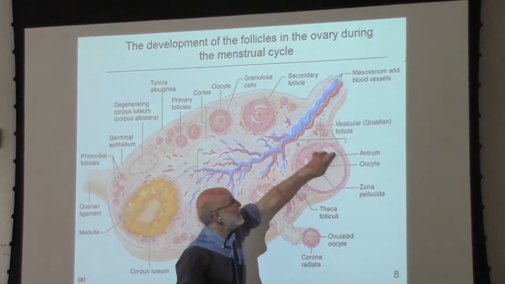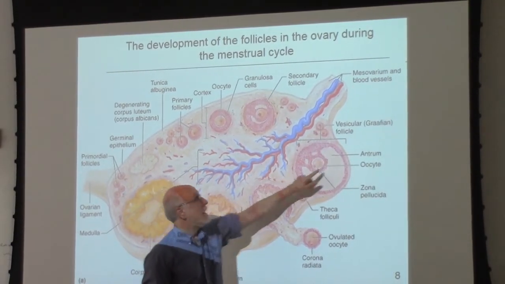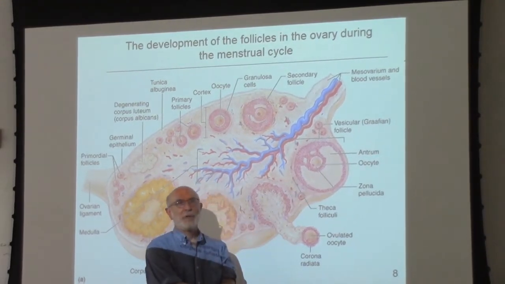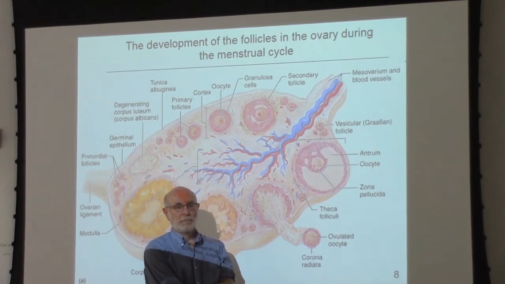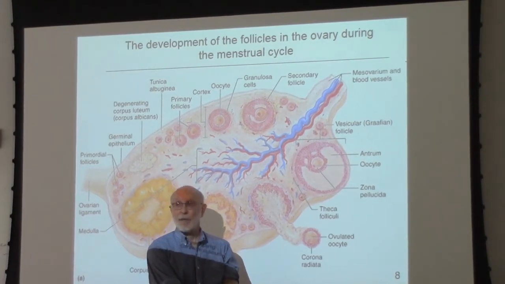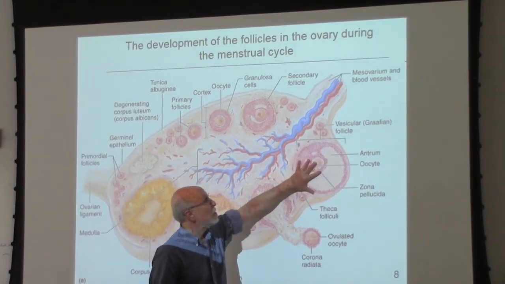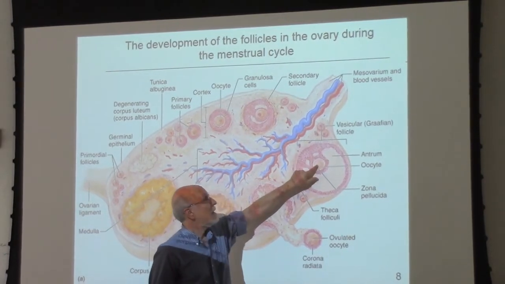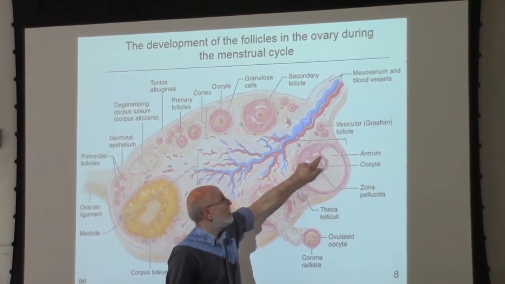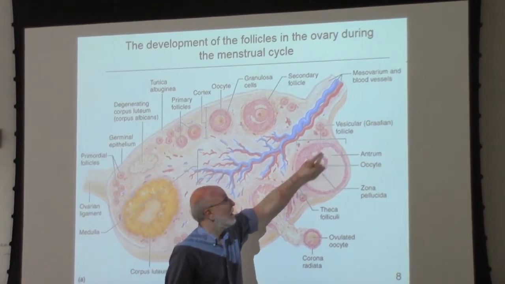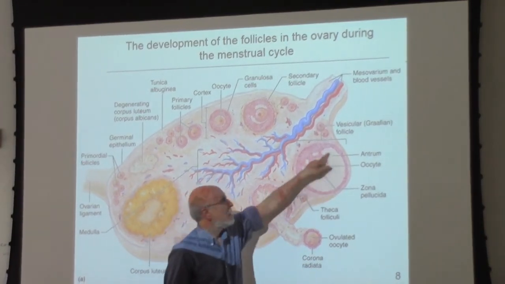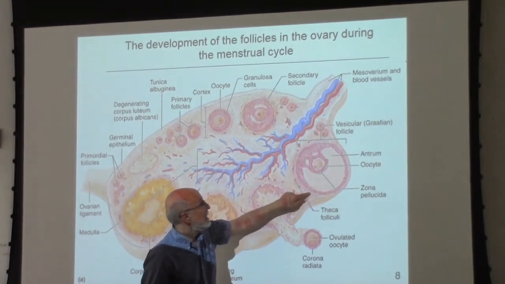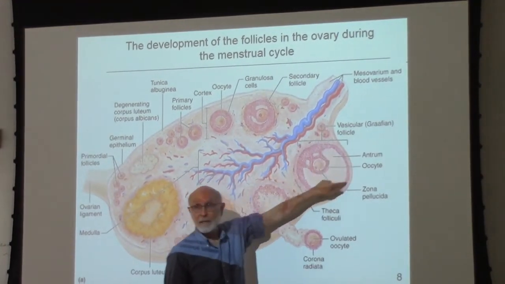There is a space inside the follicle called the antrum that is filled with a rich fluid of hormones and other things. So here is the mature follicle, a mature oocyte surrounded by granulosa cells, an antrum, more granulosa cells, and a theca, a layer of thecal cells.